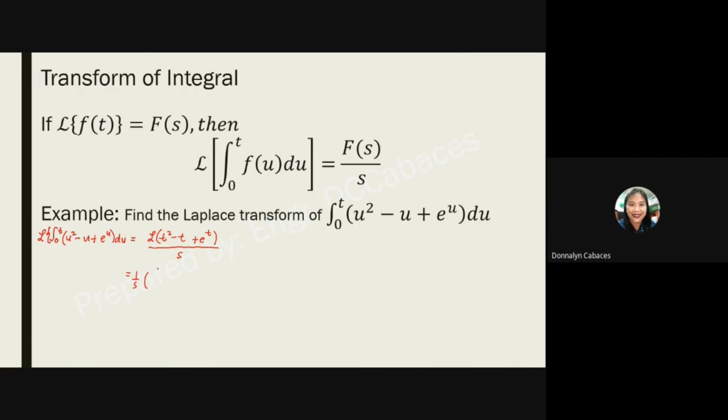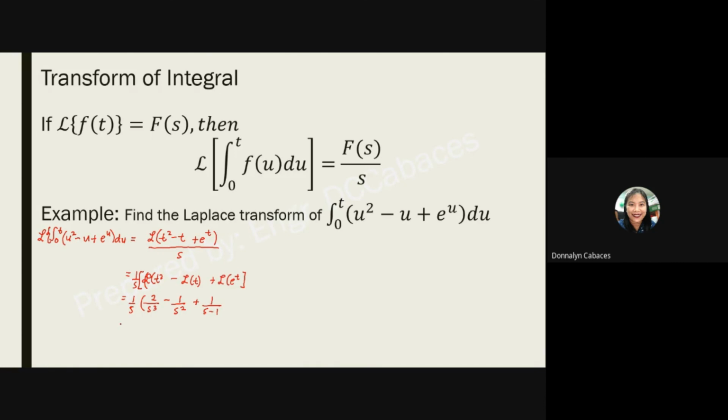So by linearity property, that is the Laplace of t squared minus the Laplace of t plus the Laplace of e to the t. So this is equal to 1 over s, and then finding the transform of each function, that would be 2 over s cubed, minus 1 over s squared for the Laplace of t. And what is the Laplace of e to the t? That is 1 over s minus 1, or s minus a from the table, wherein a is 1.